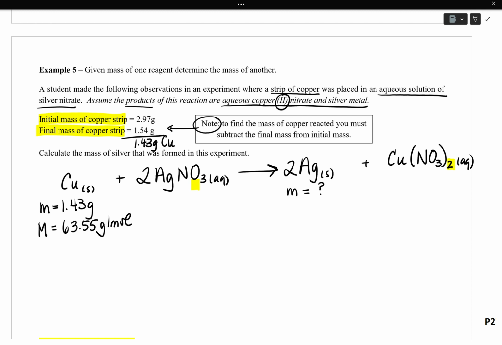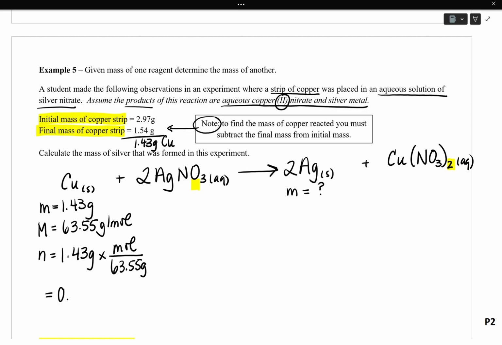Then, to solve for the number of moles of the copper, we're going to take our mass, 1.43 grams. We are then going to multiply by the inverse, or divide by our molar mass. So moles are going to go on top, and 63.55 grams will go on the bottom. So now we know the number of moles of copper.